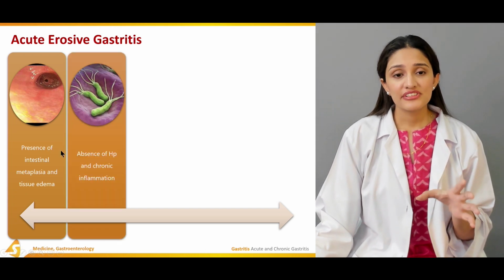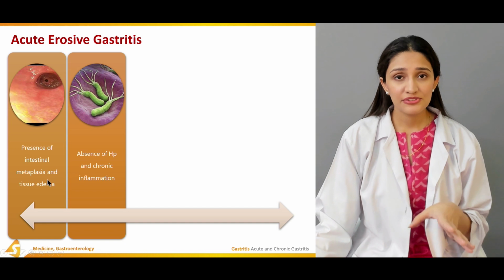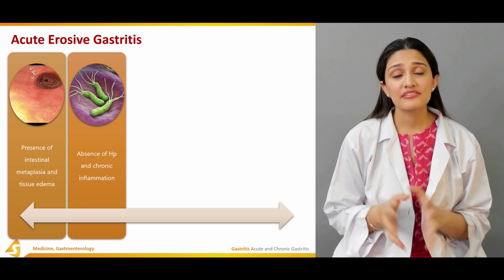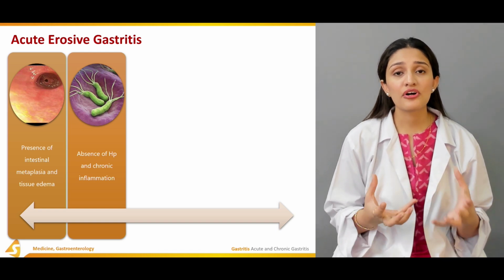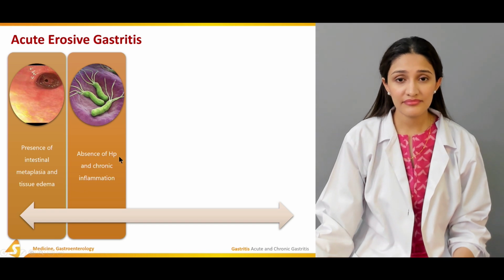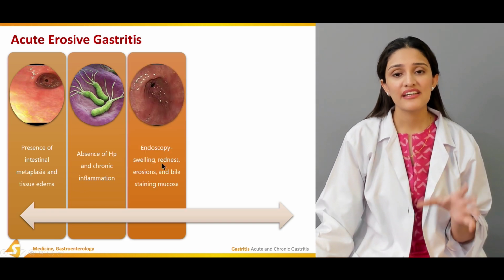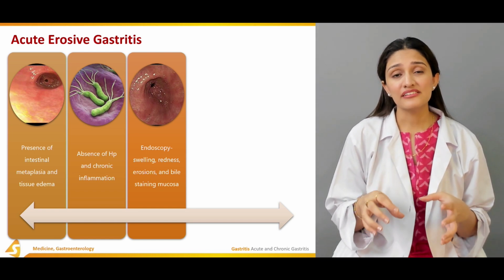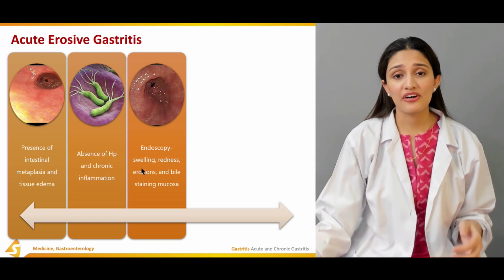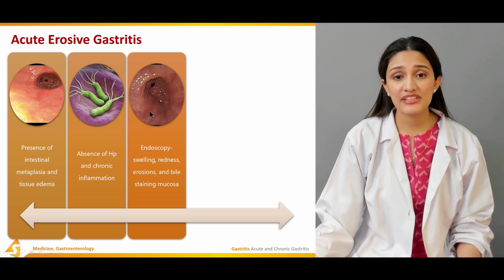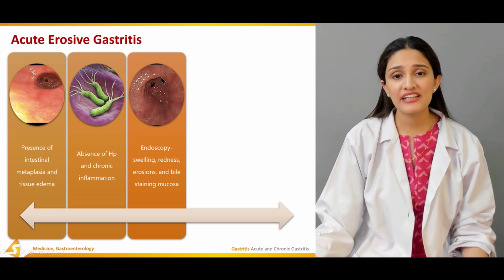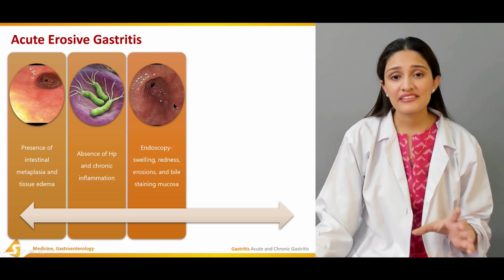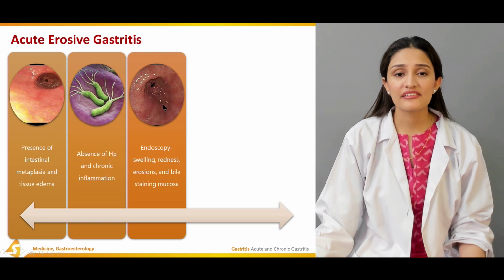So if we see histologically, there is the presence of intestinal metaplasia and tissue edema, and this sort of gastritis is usually absent with Helicobacter pylori infection and chronic inflammation. And if we see more endoscopically, there might be swelling, redness, erosion, and stains of bile around the mucosa. This is a picture of the gastric epithelium endoscopically, and you can see that there's slight swelling, and there is redness and bile staining regarding reflux.